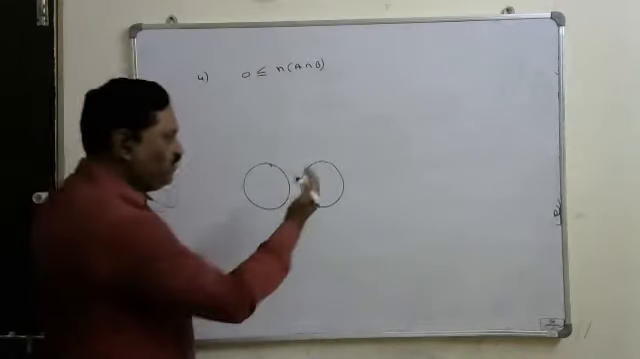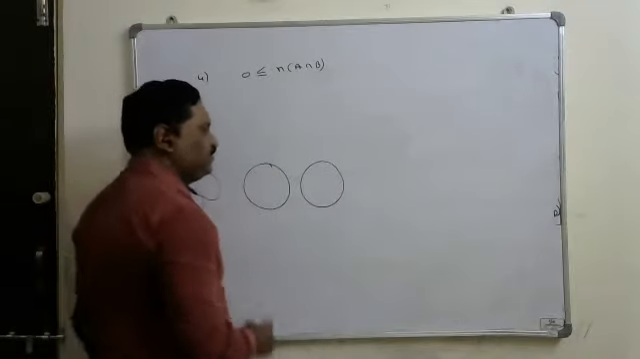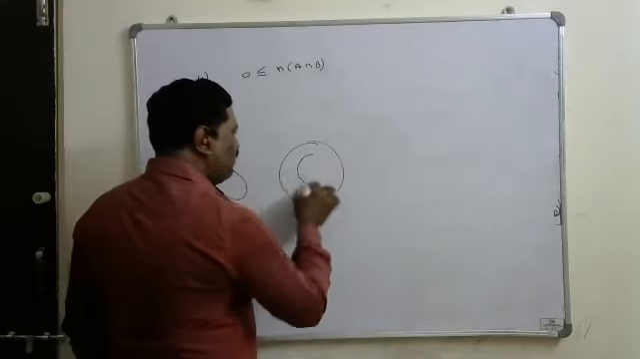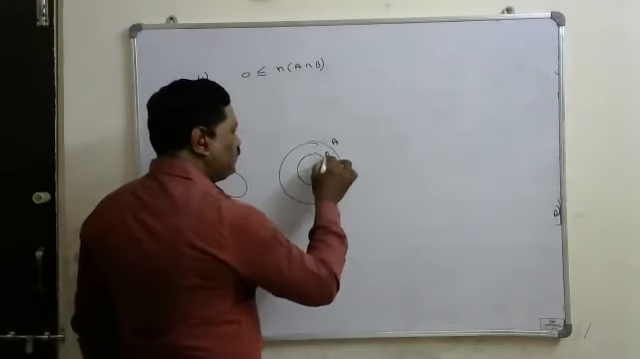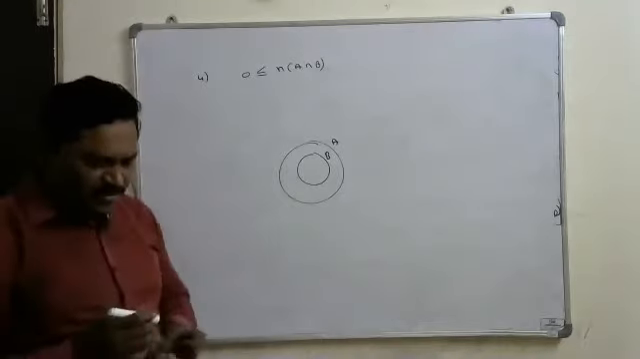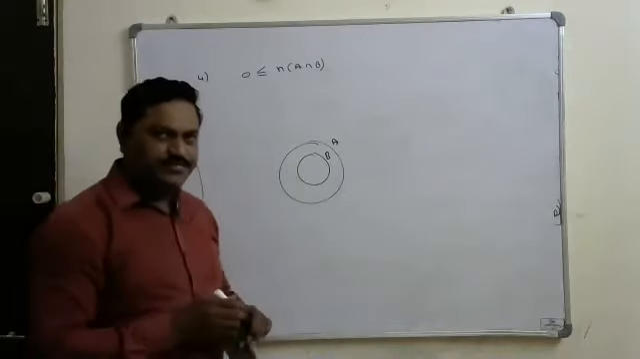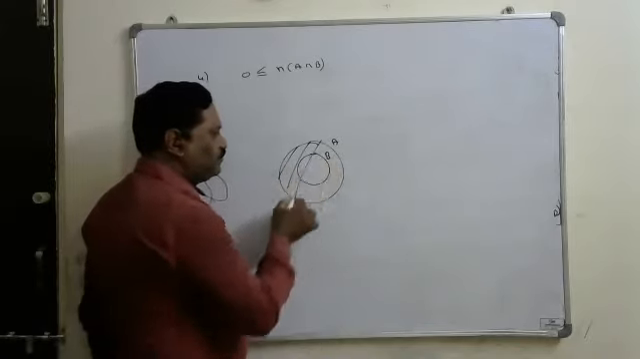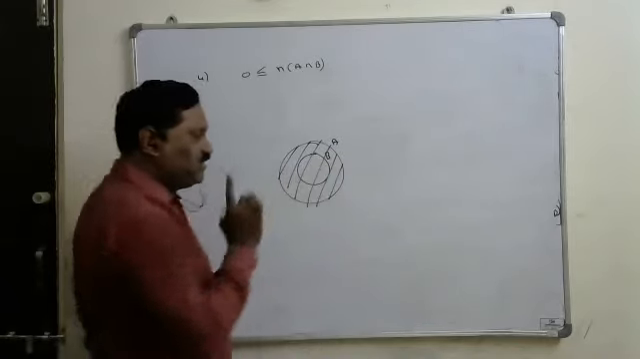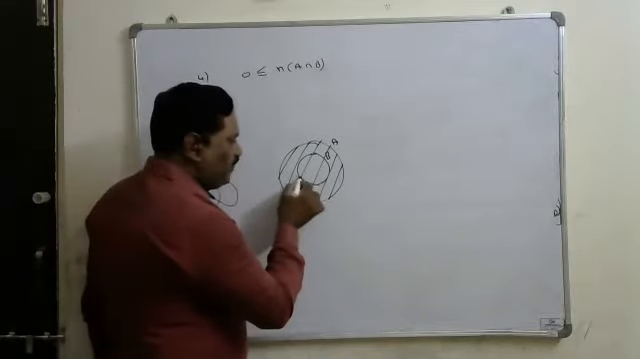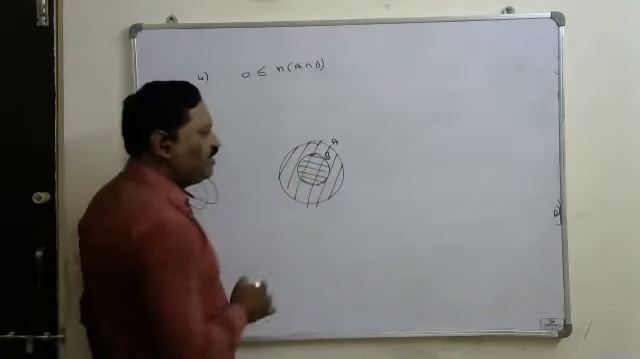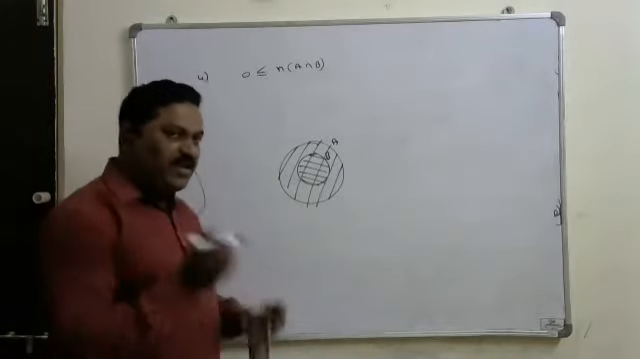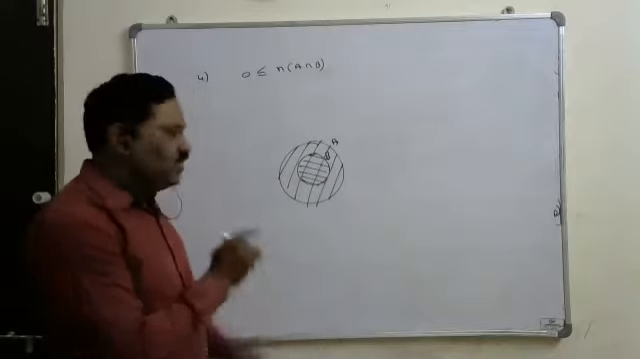Suppose one set completely lies inside the other. Suppose B lies completely inside A. Now, which is the common area of both? This is the A part, and this is the B part. What is the common area? B. So n of B is the common area. Therefore, n of A intersection B represents n of B.